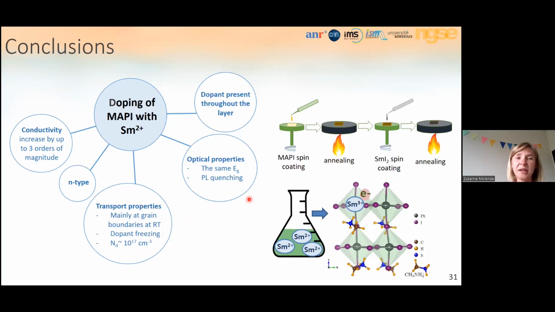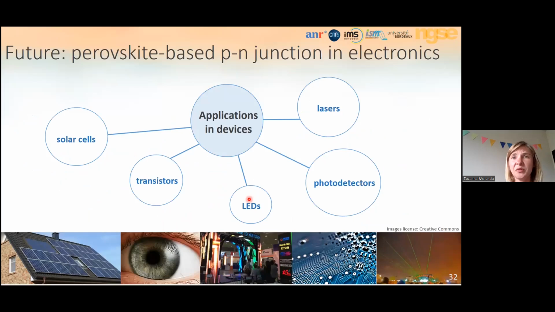So this is one step towards the new generation of perovskites, doped perovskites, where we can create devices based on p-n junctions, and this can open new chapters for electronics, and notably transistors or photodetectors. So there's an open field for plenty of devices.